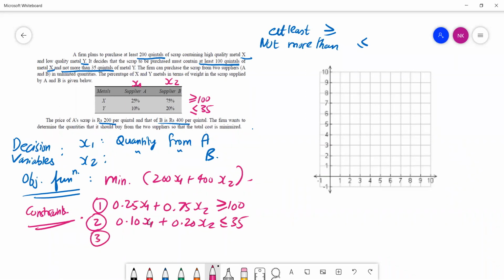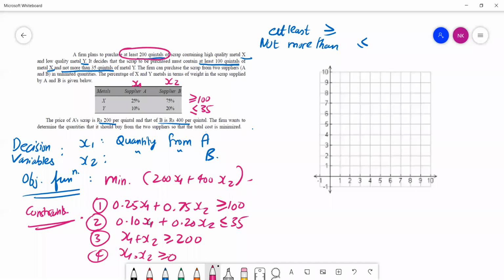Any other constraints left over here? Yes, sir. It is x1 plus x2 greater than or equal to 200. Correct, greater than or equal to 200, because it's given that at least 200 quintals. And then the non-negativity constraint, that is x1, x2 should be greater or equal to 0.